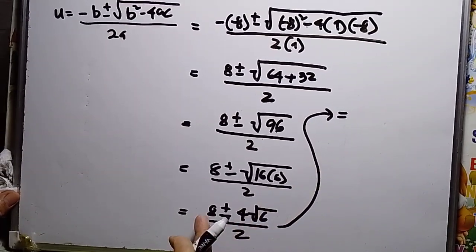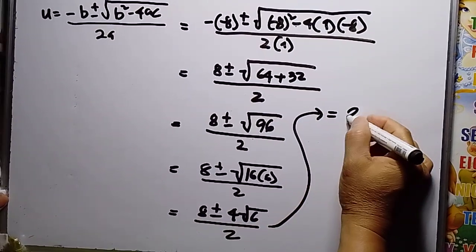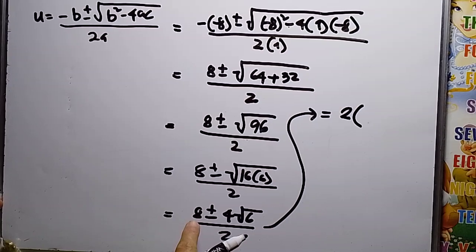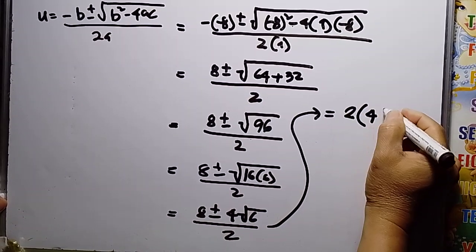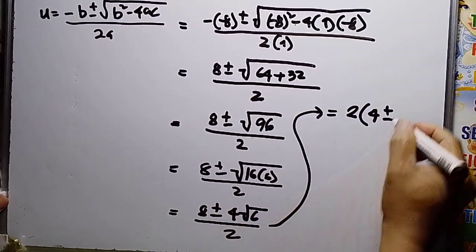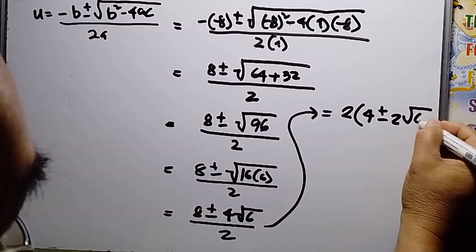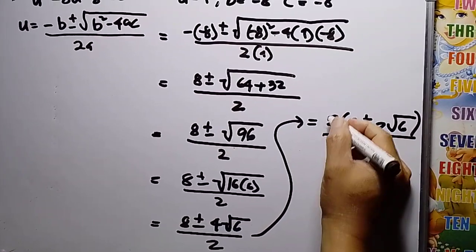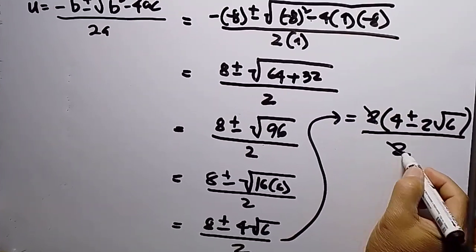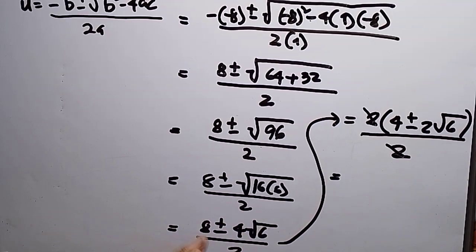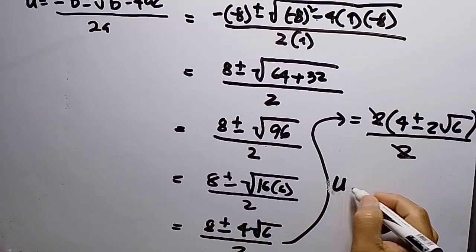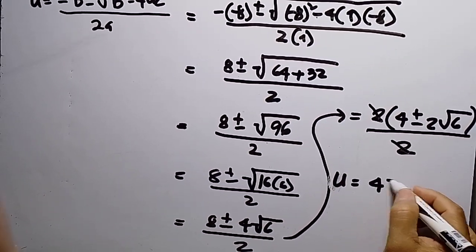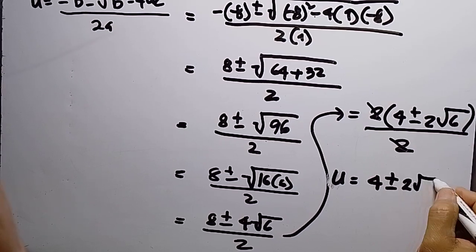So factor 8 and 4. So this will be 2. Dividing by 2, so 8 divided by 2 will be 4, plus and minus 4 divided by 2, that is 2. Then square root of 6 over 2. So that's the time I can cross out 2. So I have now u is equal to 4 plus and minus 2 square root of 6.